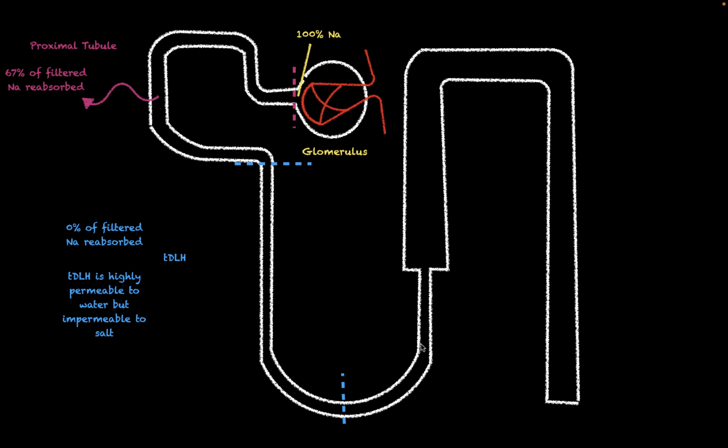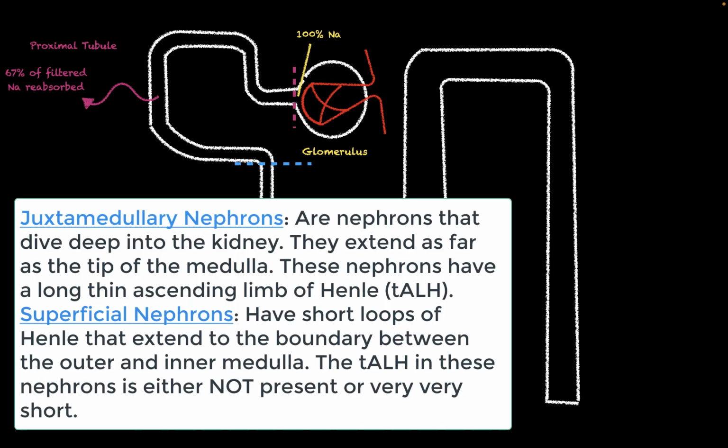So the next region is the thin ascending limb of Henle. Now the thin ascending limb of Henle is not present in every single type of nephron. The thin ascending limb of Henle is only present in the juxtamedullary nephrons. So these are the nephrons that basically dive deep into the kidney. You're not really going to find a thin ascending limb of Henle in a cortical nephron.